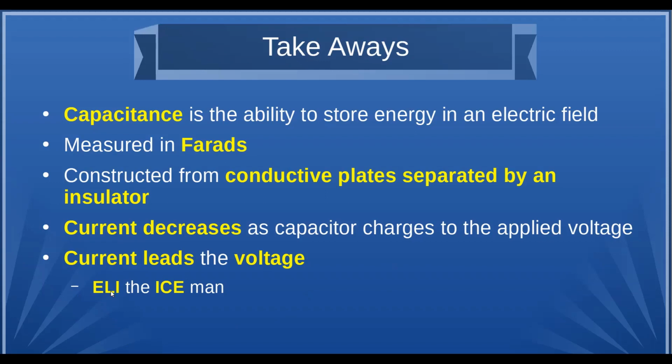for an inductor, which we'll talk about in a minute, E, the voltage leads the current. For a capacitor, the C, the current leads the voltage. So that's supposed to help you remember which one has leading voltage, which one has leading current, or vice versa.